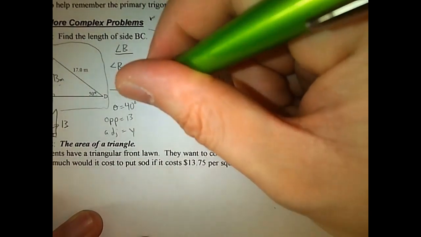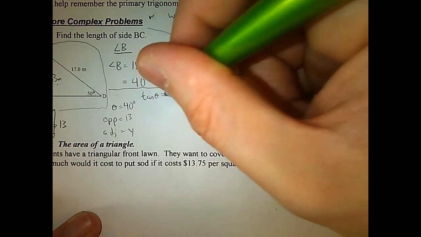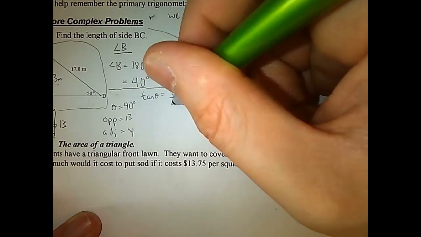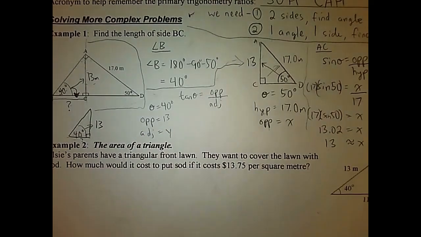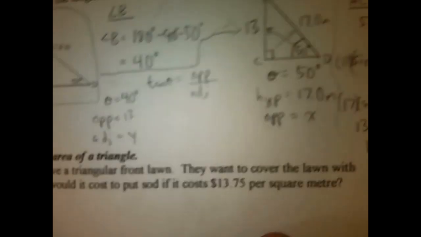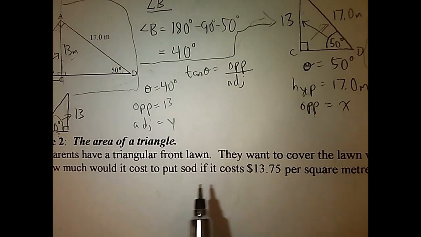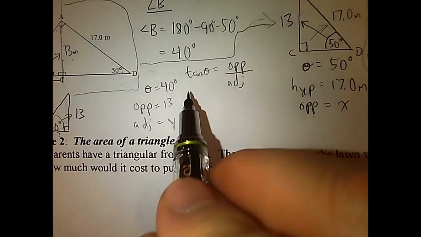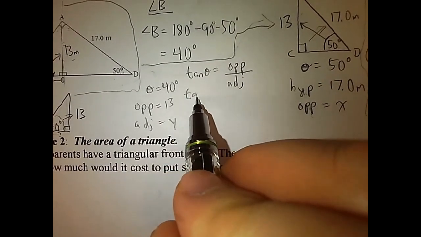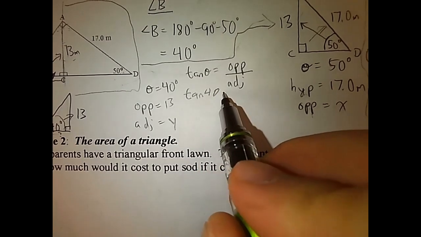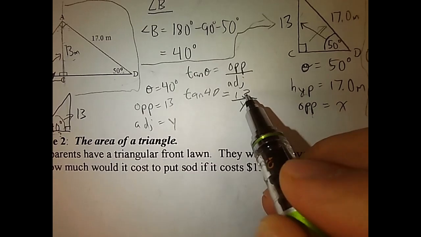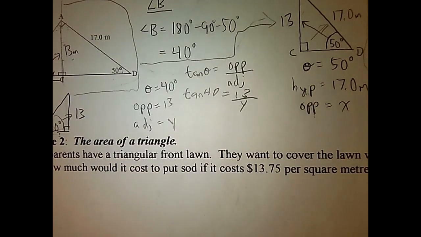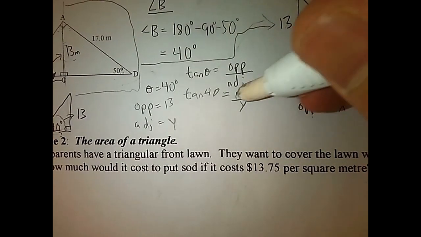So I'm going to have tan theta is equal to opposite over adjacent. I'll zoom in a little bit more. So then I'm going to replace theta with 40, 13 over y, so the adjacent is y. So now what do I do if I have the variable on the bottom?